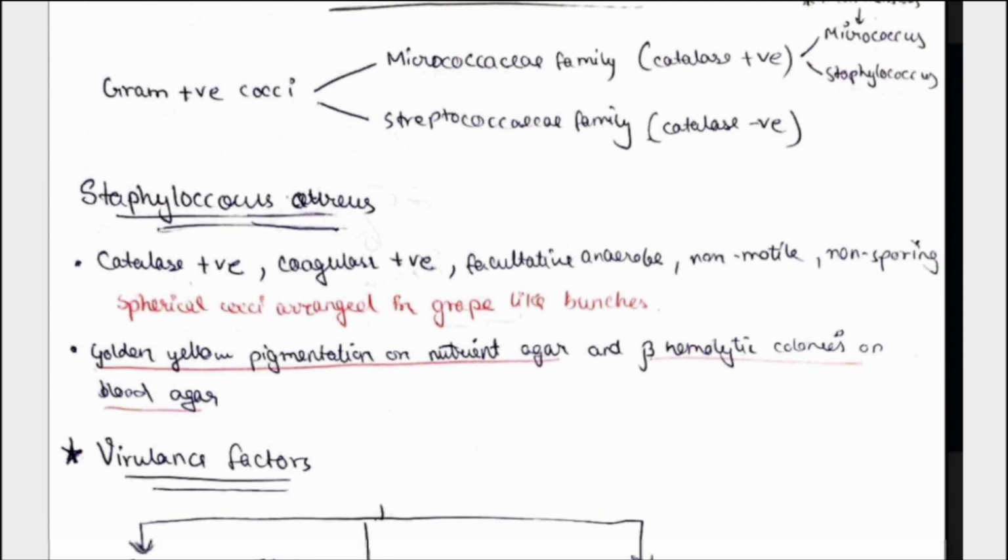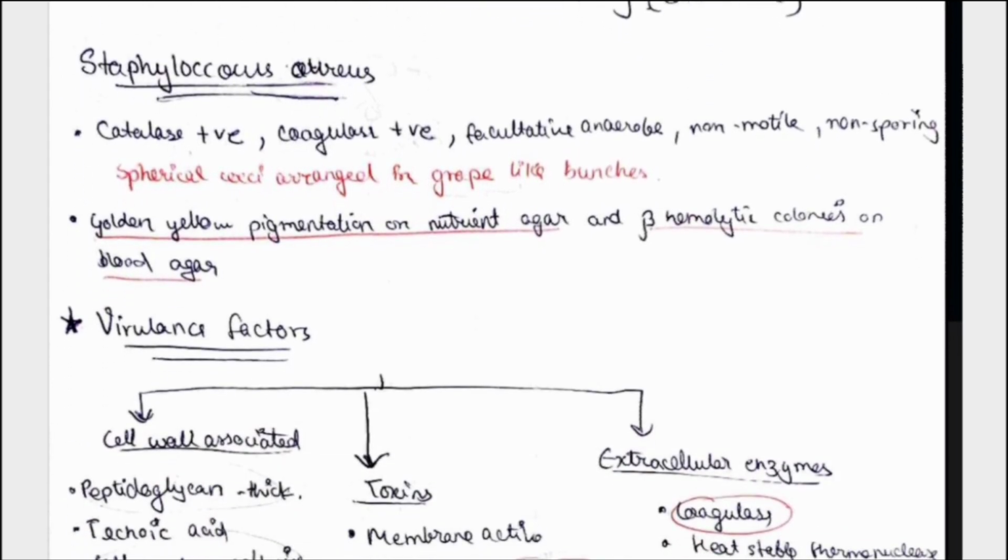Now coming to Staphylococcus aureus, which is one of the worst bacteria in microbiology. Staphylococcus aureus is catalase positive, coagulase positive, a facultative anaerobe, non-motile and non-sporing. It is a spherical, gram positive coccus, arranged in clusters, grape-like bunches.